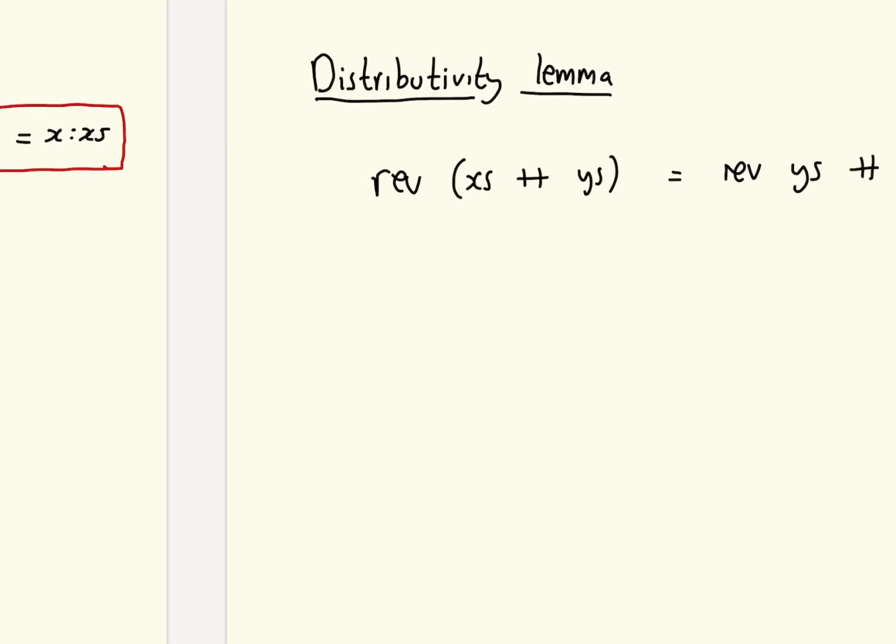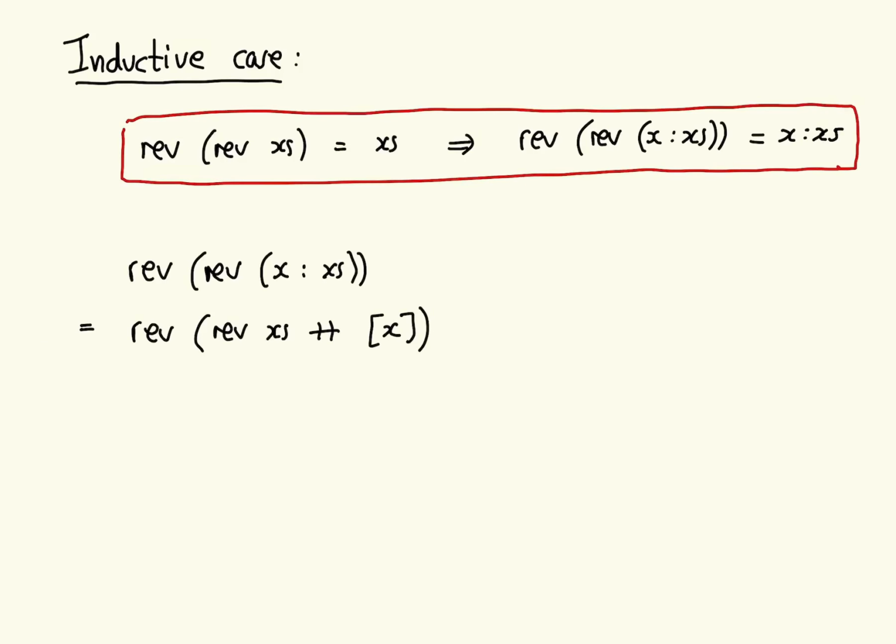So I could use this here because what I have inside the brackets, or in this line here, is reverse of something appended with something else. So I could use my little distributivity result here, and what I'll get then is reverse of the second thing, which is the x, plus reverse of x's. So I've simply used my little distributivity property here. So then I can think, well, what can I do now?